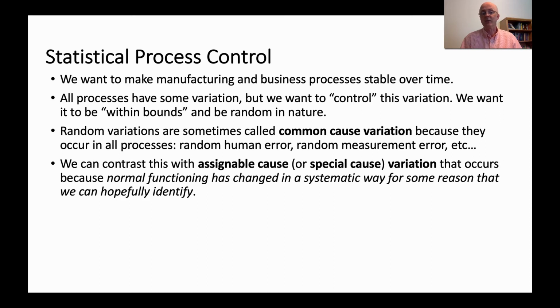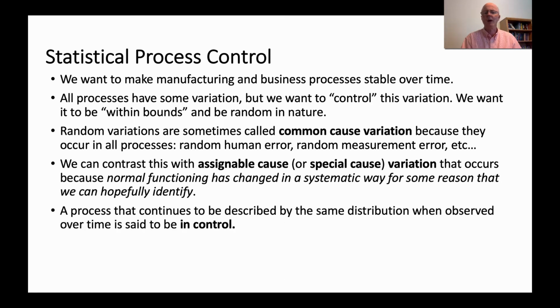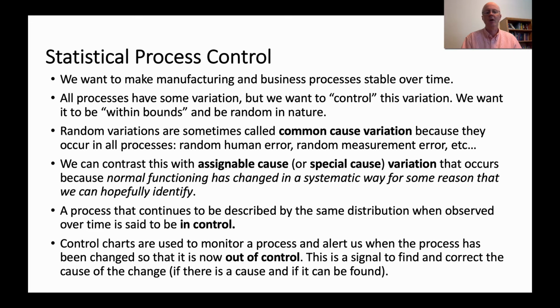We can contrast this with what are called assignable causes or special cause variation that occurs because the normal functioning has changed in some systematic way. Maybe the machine that is manufacturing some part is malfunctioning for some reason that we hopefully can identify. A process that continues to be described by the same distribution when it's observed over time is said to be in control, whereas sometimes they're out of control. Control charts are used to monitor the process and alert us to when the process has been changed so that it is now out of control.